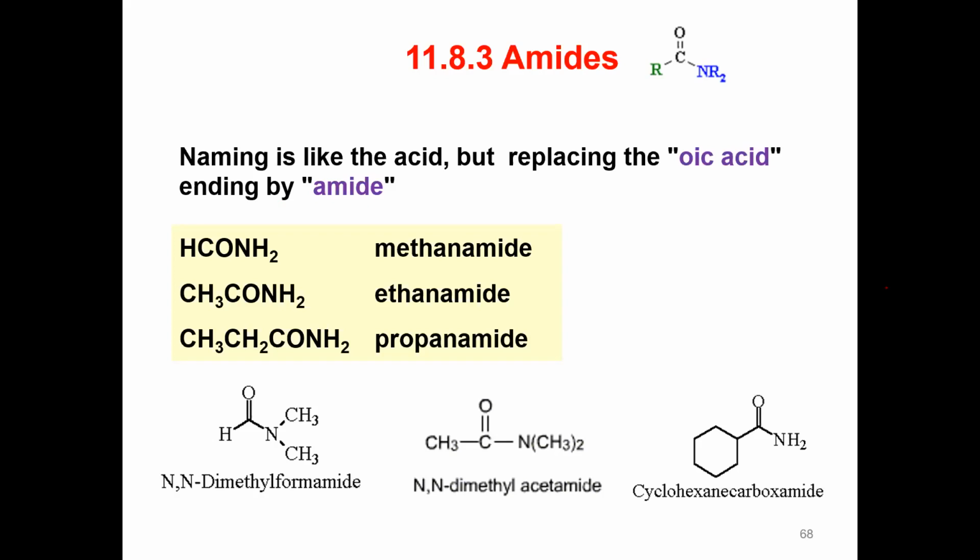Okay. So now we will look at amide. For naming, the amide group is like the acid but replacing the oic acid ending with amide. Like methanoic acid, we change it to methanamide.